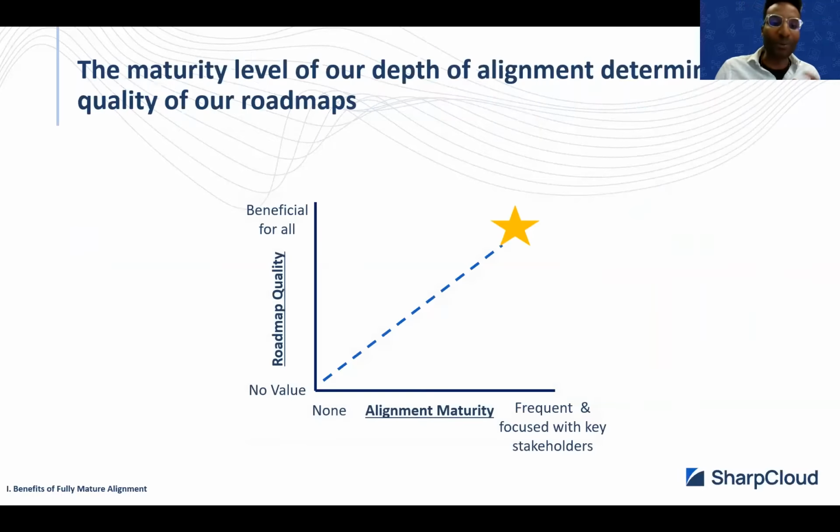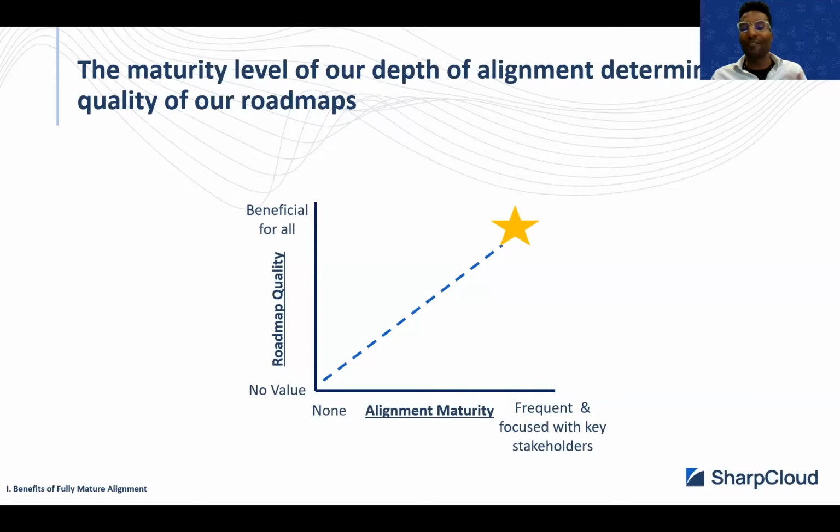So what that really means, right, and what this does for us, is that maturity, or how well we're able to really grasp our depth of alignment, determines the quality of our roadmaps, right? Again, there's a simple chart here. These elements or variables are directly correlated to each other, right? How well or how deep our alignment maturity is.